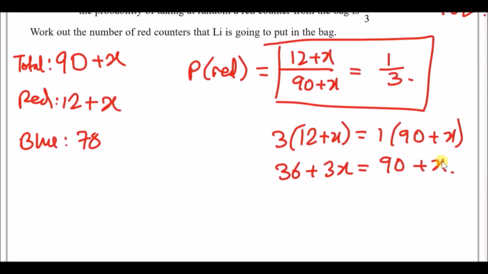Now the tip is to always move all the x's to the left and all the non-x terms to the right. So moving plus x across, you're going to minus x. So 3x minus x is 2x. Moving plus 36 across, it becomes minus 36. So subtract 36 from 90, you're going to get 54. And finally, to get x, you have to halve it. So half of 54 is 27.